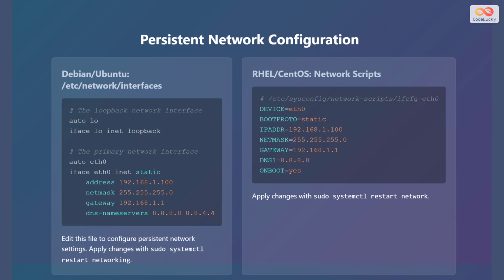For Red Hat Enterprise Linux and CentOS systems, network configurations are typically stored in network scripts located in the /etc/sysconfig/network-scripts/ directory. Each interface has its own configuration file, such as ifcfg-eth0. In this file, you can specify the device name, boot protocol, IP address, netmask, gateway, DNS servers, and whether the interface should be enabled on boot. To apply these changes, you can use the command sudo systemctl restart network.